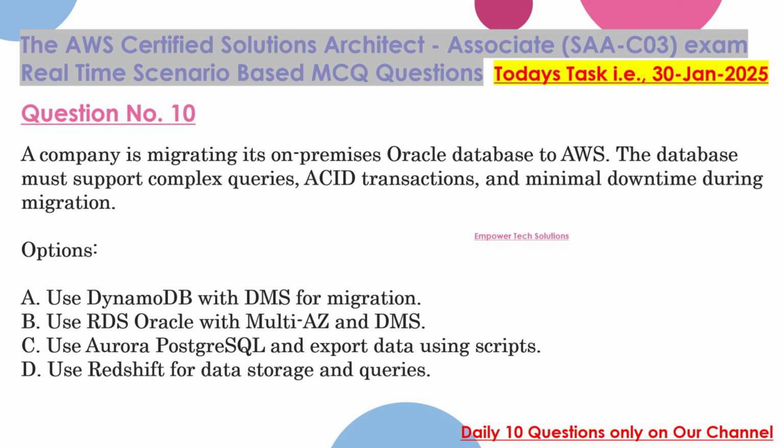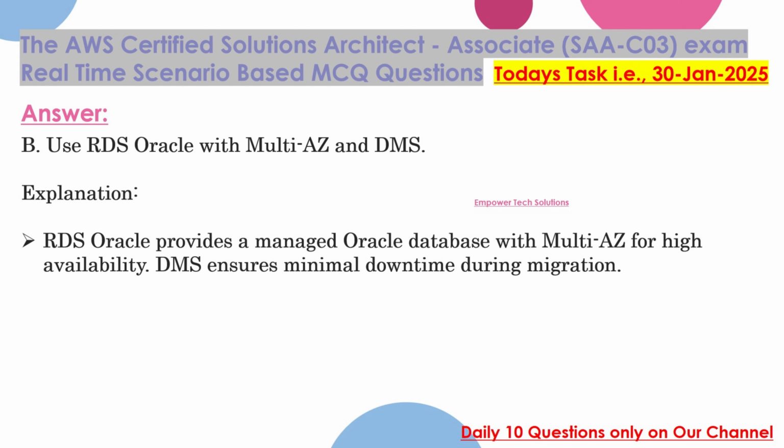Question 10. A company is migrating its on-premises Oracle database to AWS. The database must support complex queries, ACID transactions, and minimal downtime during migration. Options: A. Use DynamoDB with DMS for migration. B. Use RDS Oracle with multi-AZ and DMS. C. Use Aurora PostgreSQL and export data using scripts. D. Use Redshift for data storage and queries. Correct answer: B. Use RDS Oracle with multi-AZ and DMS.